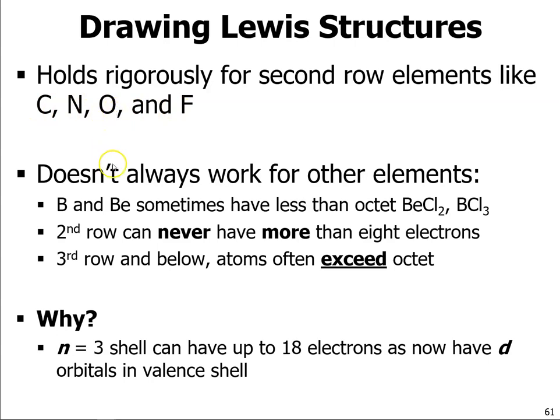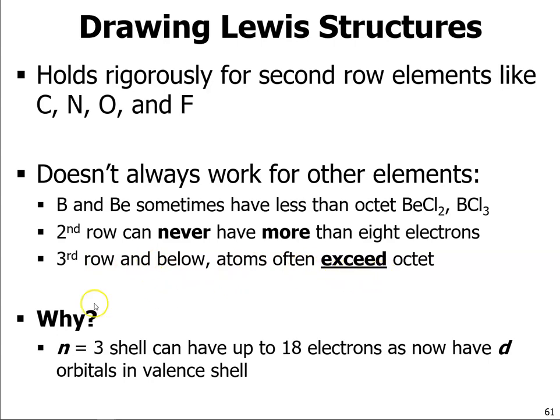But when we get outside of those elements, we start looking at boron and beryllium. Sometimes those can have less than an octet, and we can talk about that later in the semester, but these are some exceptions to the rule at times. Second row elements can never have more than 8 electrons. However, once we get to the third row and below, those often can exceed the octet rule.